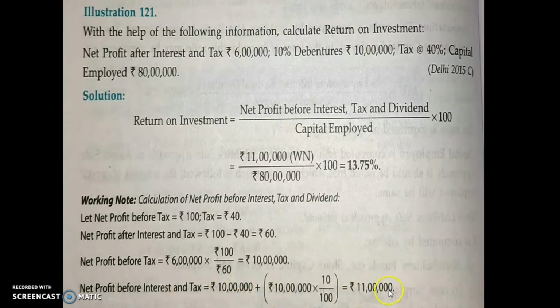This 11 lakh you will substitute over here, and capital employed is already given to you as 80 lakh into 100. You will get the answer as 13.75% return on investment.